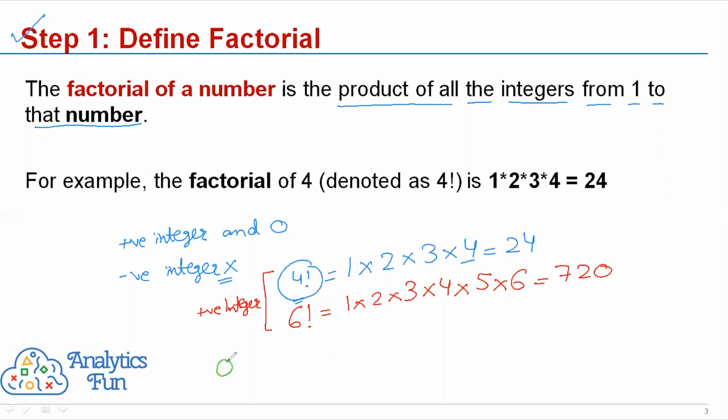For 0, how do you define a factorial? 0 factorial is already defined as 1. So that is a rule. This is a rule that 0 factorial is defined as 1, and you need to remember this particular rule.